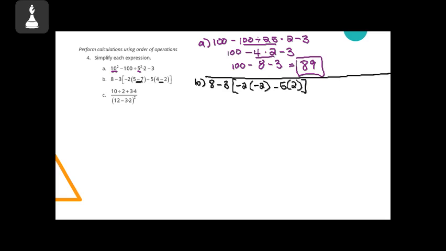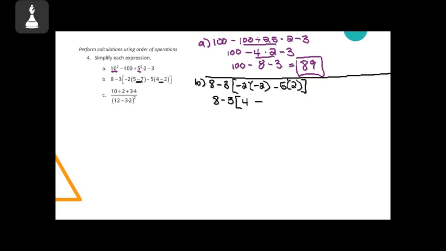So we still need to work inside of these brackets now. And when you see two numbers written right next to each other without an operation symbol, that means to multiply. So that means I want to multiply this 2 together and multiply these 2 together. So 8 minus 3 times the quantity. Well, negative 2 times negative 2 is 4. I'm going to carry down my minus sign, and 5 times 2 is 10.